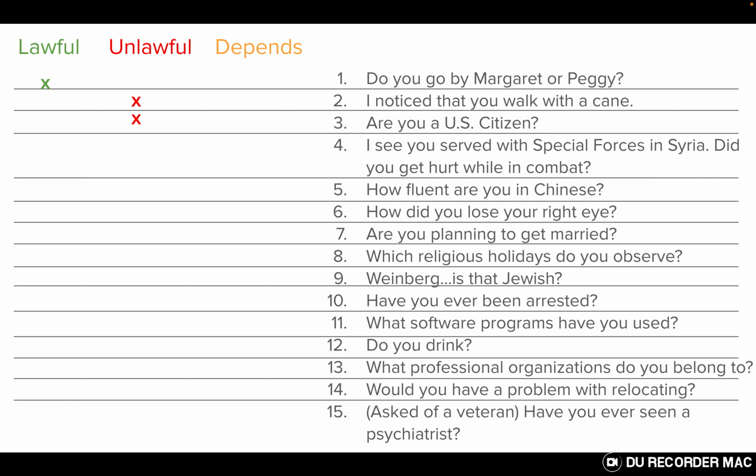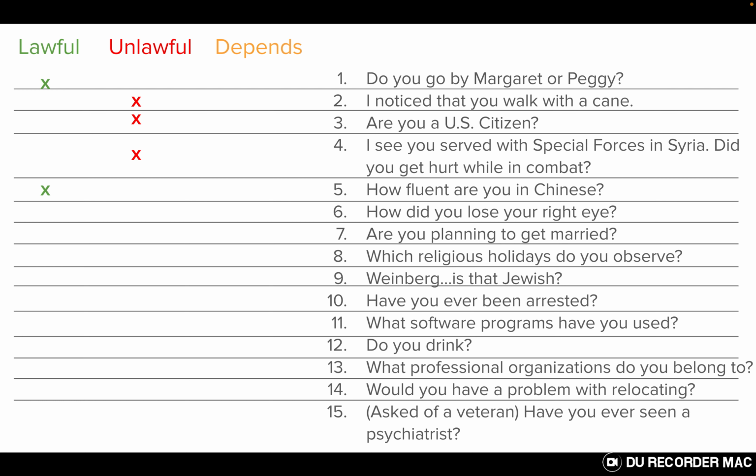Number 4, I see you served with special forces in Syria. Did you get hurt while in combat? That is unlawful. You cannot ask about someone's past military experience. Number 5, how fluent are you in Chinese? That would be considered lawful, especially if it relates directly to the job. If you were applying to be a Chinese interpreter, you kind of need to know how fluent the person is.